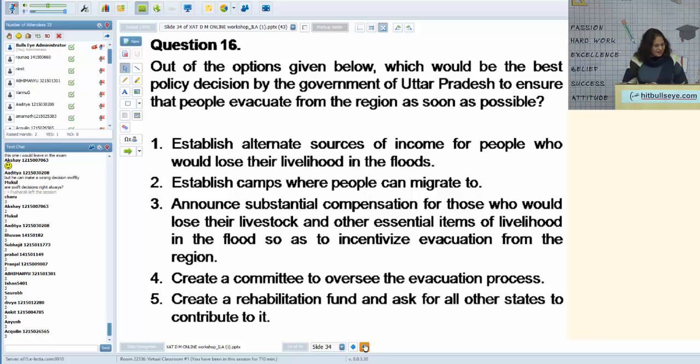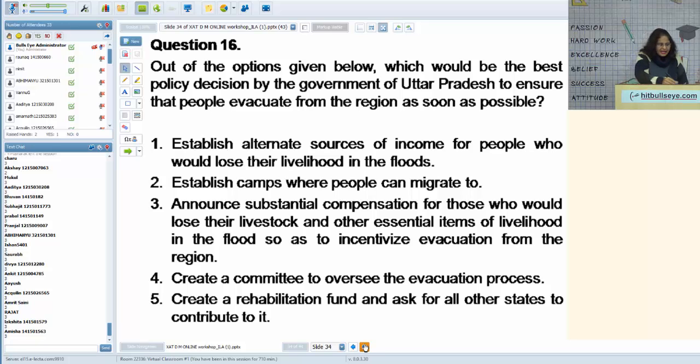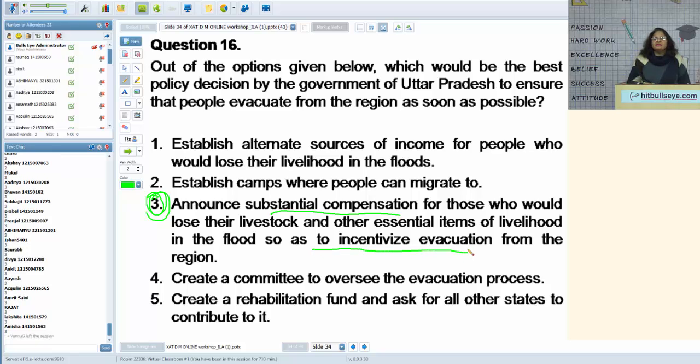Yes. Abhimanyu, Ishan, Saurav, Aditya, Bhuvan, Subhabjit, Rajat, Lakshita. Yes. Third is the correct option, that their fears will be addressed if they are given correct compensation. Substantial compensation for those who would lose their livestock and other essential items of livelihood, so as to incentivize evacuation. Incentivize evacuation, guys, is your keyword here.